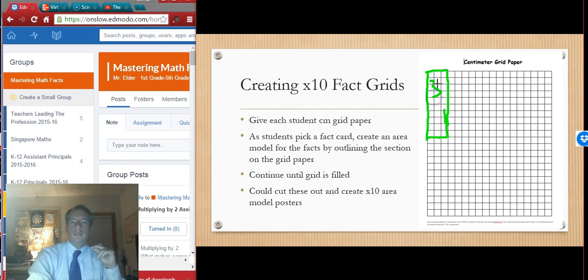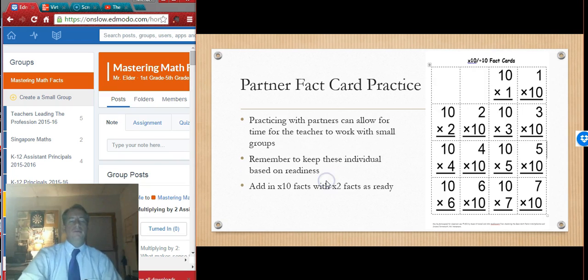So I might have my kids label this. This is 3 times 10. I apologize, mine's not very neat here on the screen. And maybe as we keep rolling, your goal is to see who can fill up their card the most or the fastest. It's also a good way to create the arrays and then hang the arrays up around the room. What do they actually look like?